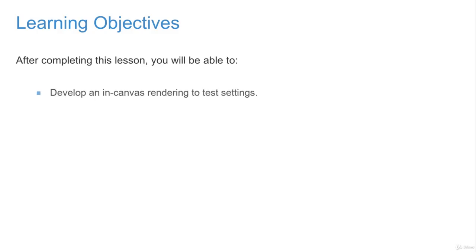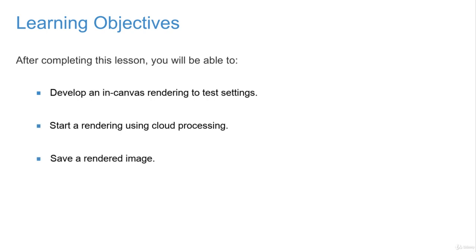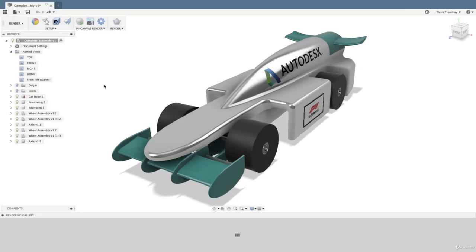After completing this lesson, you'll be able to create a rendering using cloud processing, develop an in-canvas rendering, and save a rendered image. We'll continue using the previous model from setting up the rendering environment.